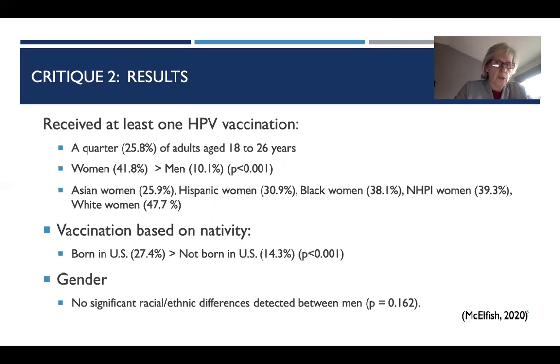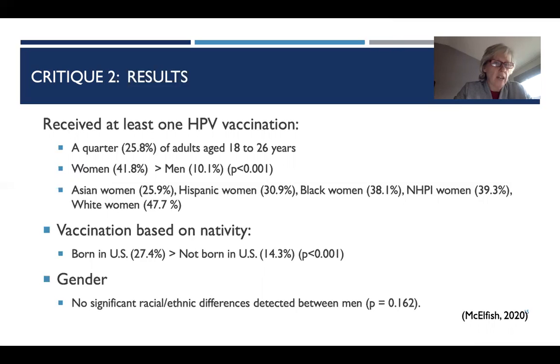What the results showed from this second critique was that at least 1/4 of the adults received HPV vaccination at least once. So that's actually very low. And remember, we're looking at minority populations when possible. Women actually have a higher rate of initiation of vaccination at 41% compared to 10% for men, which is statistically significant. And when you look at minority populations, Asian women had the lowest vaccination initiation and white women had the highest. But they were able to get that Native Hawaiian and Pacific Islander data in there too.